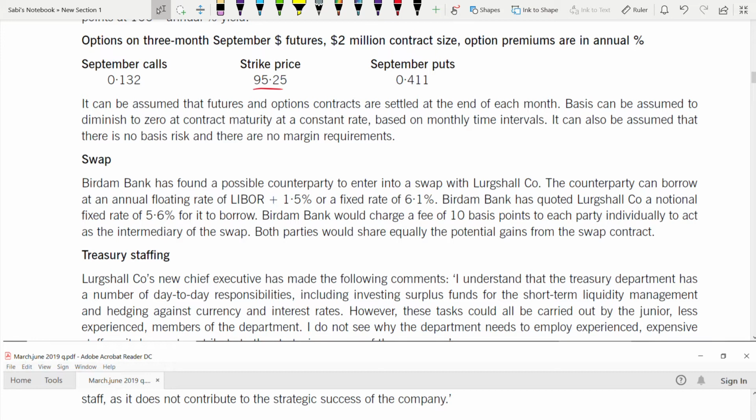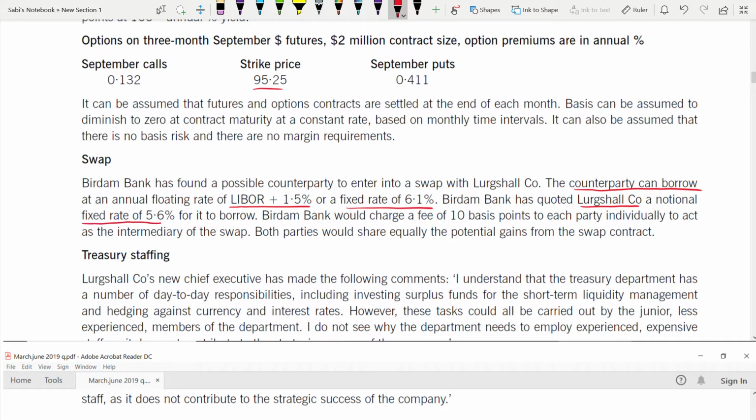Okay, so swap: the bank has found a possible counterparty to enter into a swap with the company. The company can borrow at an annual floating rate. The counterparty can borrow at a floating rate, so this is LIBOR of this one or a fixed rate of this one. Okay, Burden Bank has quoted Lakshal company a notional fixed rate of 5.6% for it to borrow. So they have given a fixed rate for the company.